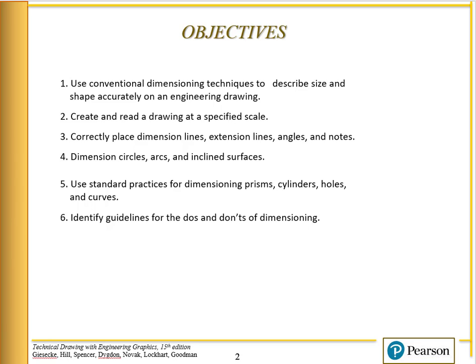So your objectives for this lesson are: 1. Use conventional dimensioning techniques to describe size and shape accurately on an engineering drawing. 2. Create and read a drawing at a specified scale. 3. Correctly place dimension lines, extension lines, angles, and notes.